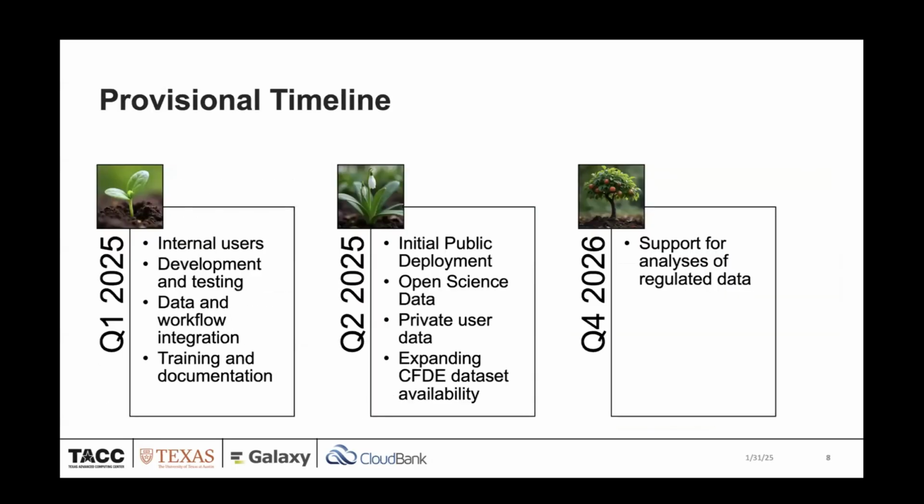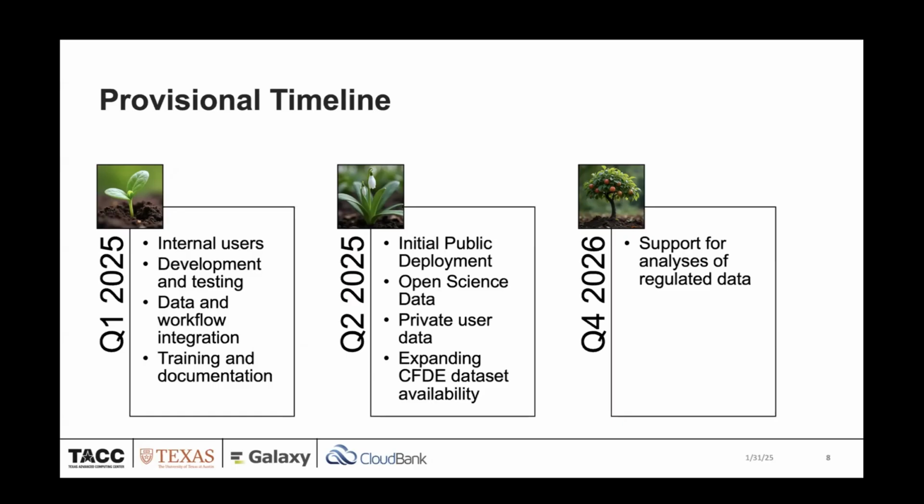Provisionally, our timeline: this quarter, we are opening up the cloud workspace for internal users. We're doing our own development and testing. We're working with our partners to integrate workflows and documentation and training and data. Q2 of 2025 will be our initial public deployment. That deployment is focused on open science data, so not regulated, protected data that needs that extra security layer. We'll support private user data. We'll support CFDE data. And again, working with our partners, this will be a constantly expanding set of data that you can bring in from different sources.